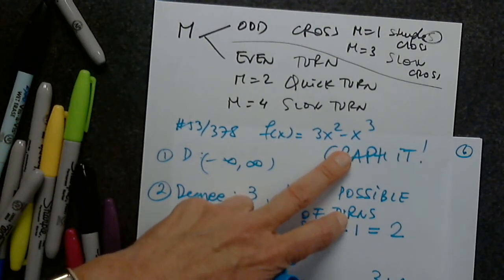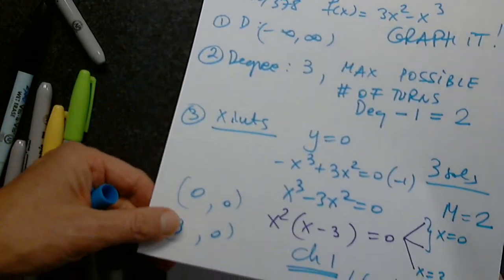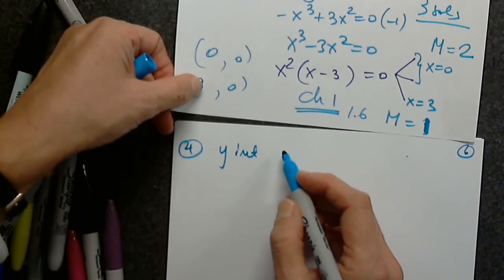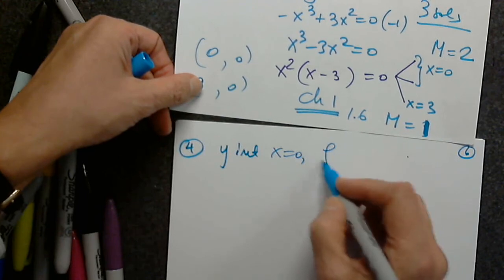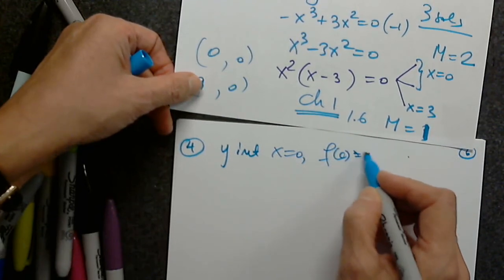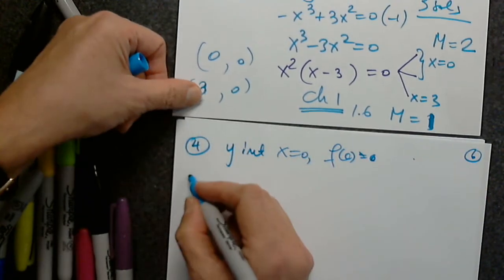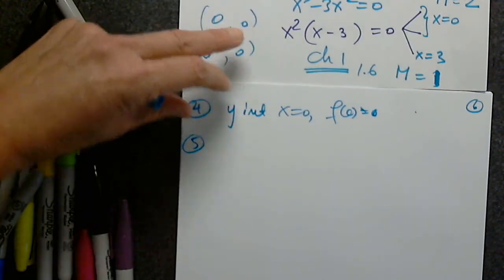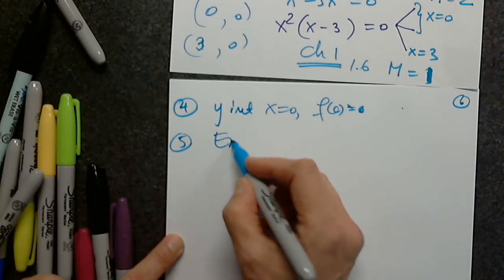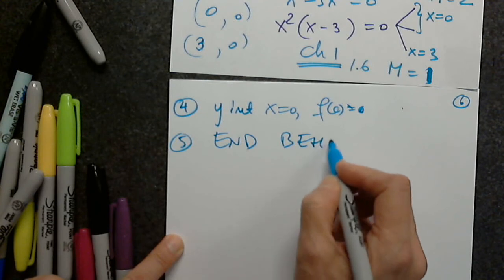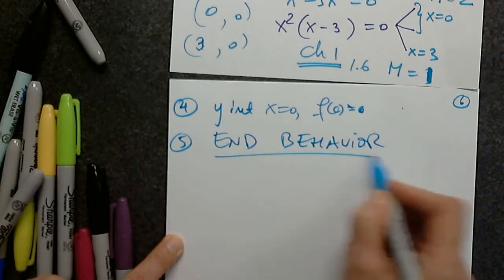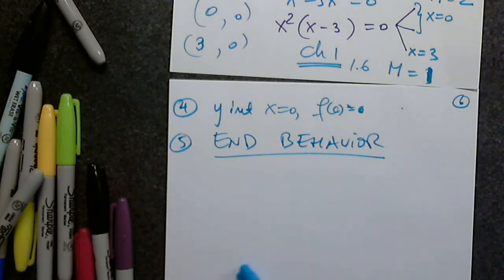You substitute. Very good. x equals 0, f of 0 is 0. We already have it. Number 5. Let's talk about end behavior. We have not seen this before. The end behavior refers to where the function is going when x approaches infinity or negative infinity.